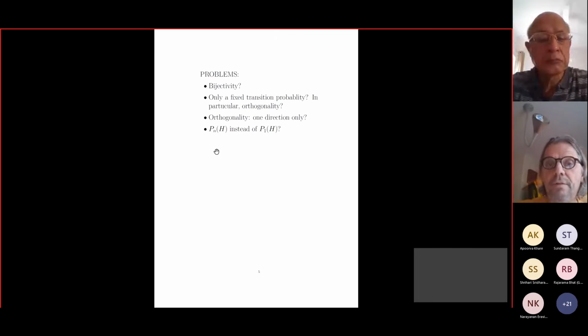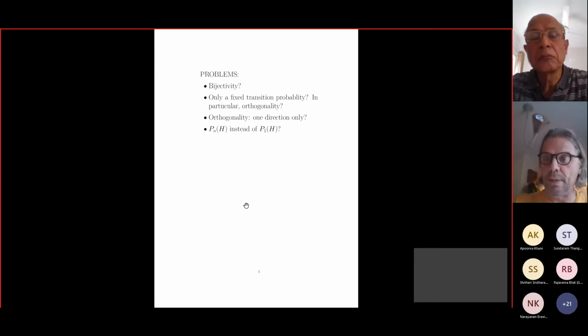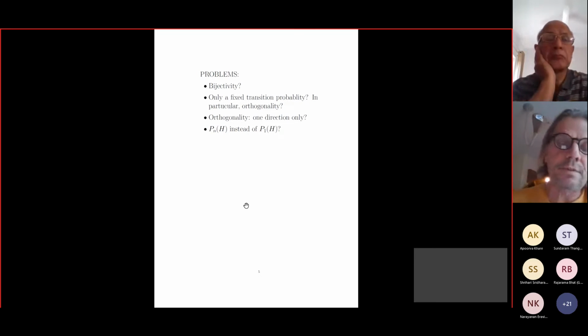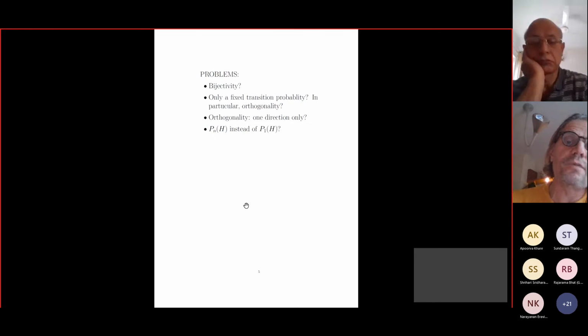These are all open questions that I will address in my talk. So do we need bijectivity? What if we preserve only orthogonality or any other fixed transition probability? Can we do this a little bit better, and can we replace projections of rank 1 with projections of some fixed rank? Say rank 7 or rank 12, can we do something similar?